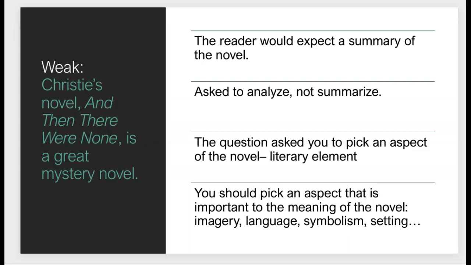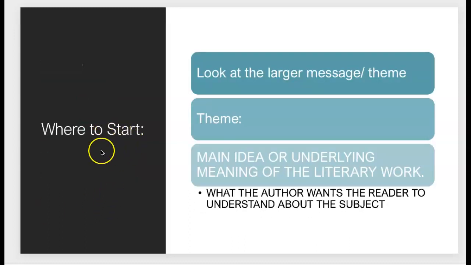So to get a great thesis statement, you want to start by looking at the larger message or the theme. And the theme, remember, is not a moralizing lesson like, oh, you shouldn't go to islands when you don't know who owns them, or be careful of who you trust, something cliched. A theme is more the main idea or underlying meaning of the work. What does Agatha Christie want us to understand about some subject, like gender roles, class status, human nature?